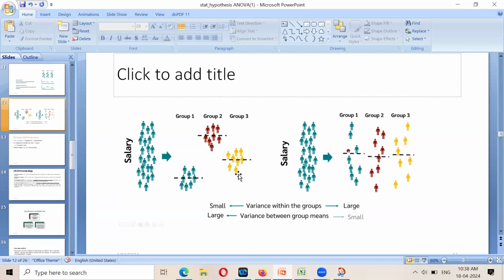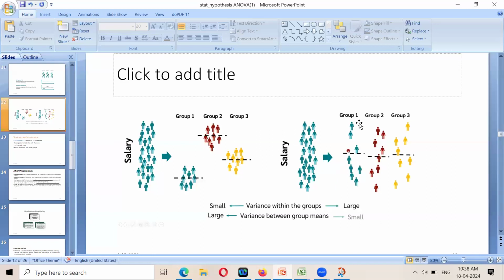Okay, so within the group variability is very small, but variance between the groups is very large, because clearly we can identify three groups because they have some distance between them, right? So variance between the groups here is large, and variance within the group here is very small, which we can clearly identify from this figure.